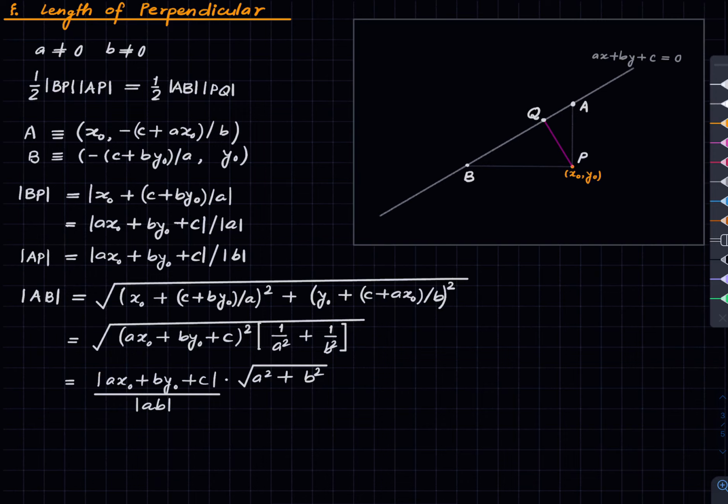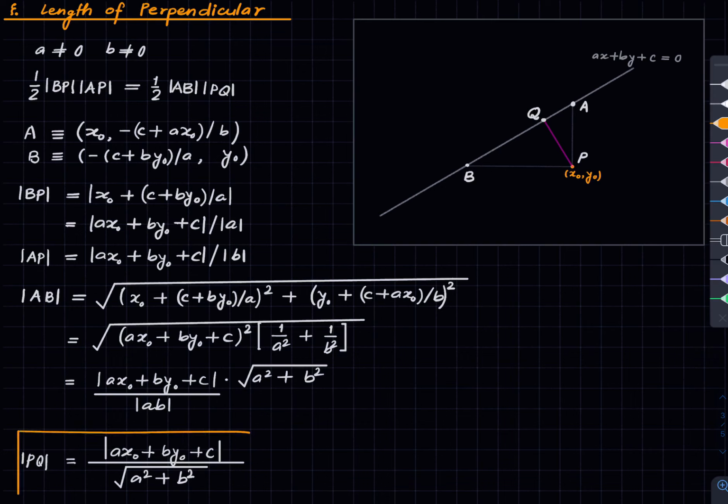And now use this equation. We have the expressions of this, and that. So we will get the expression for PQ now. And that expression turns out to be equal to this. So this is the formula for the distance between the points P and Q, that is the length of the perpendicular dropped from P to the line that is given.